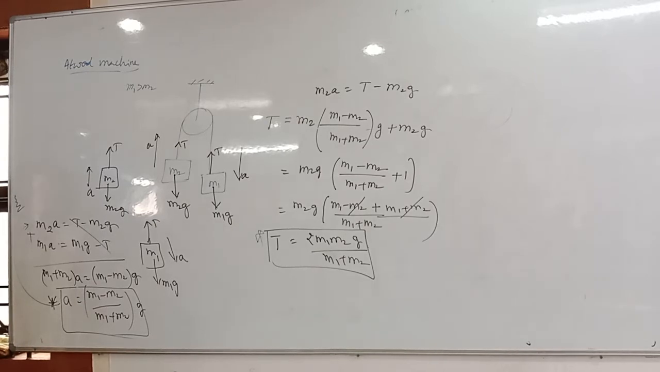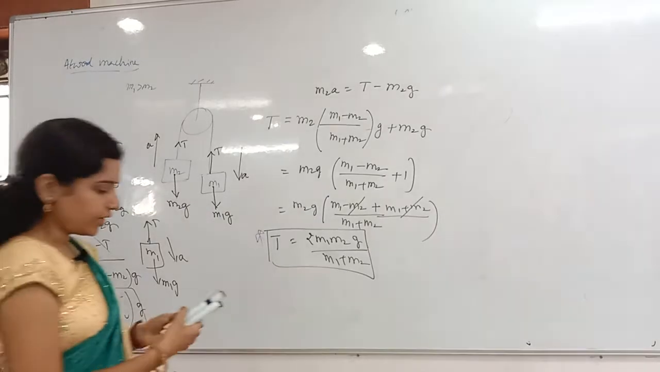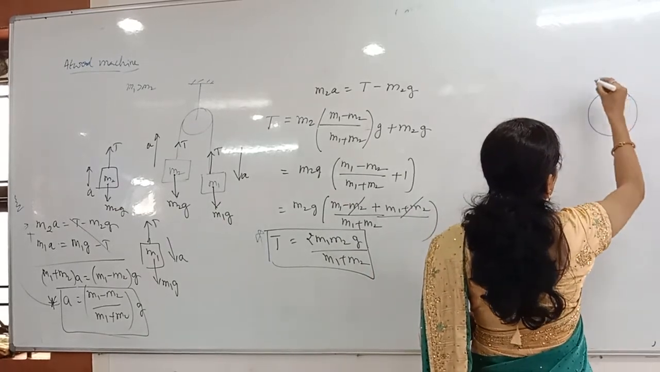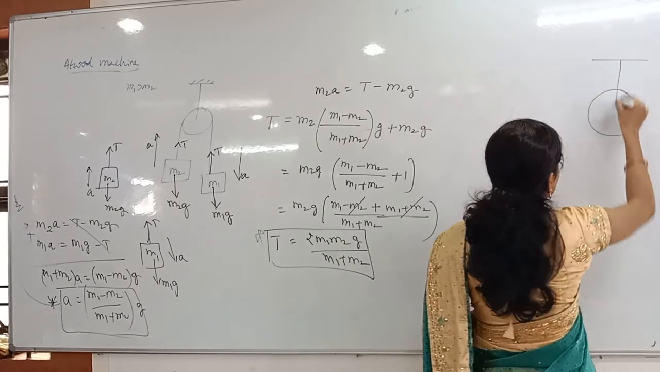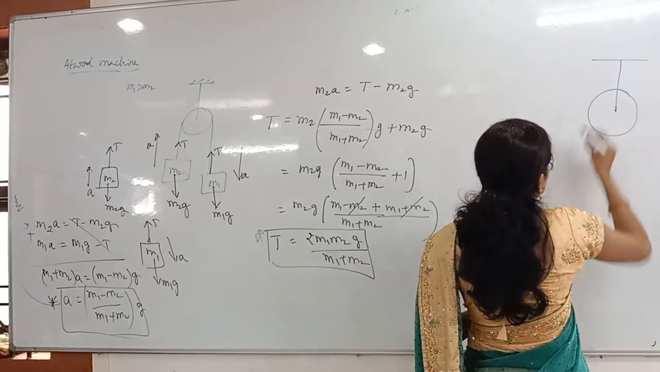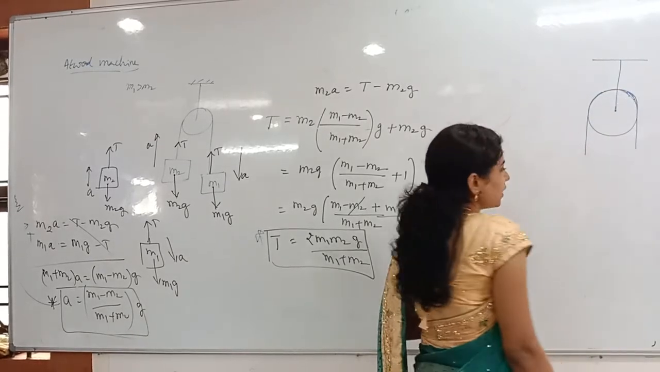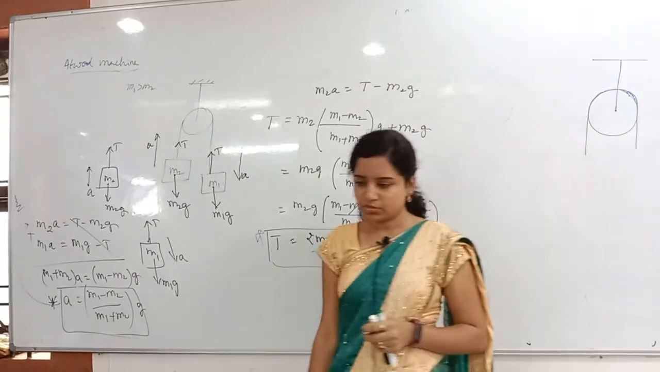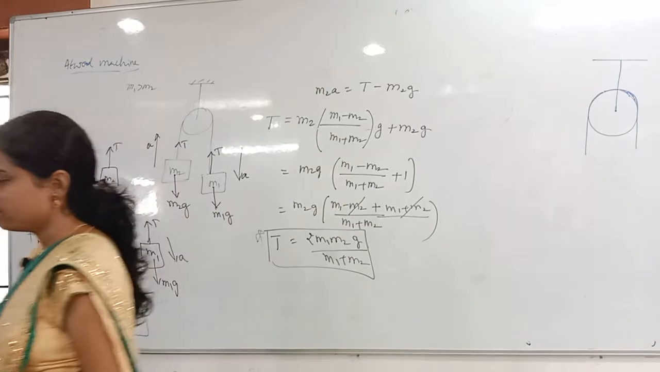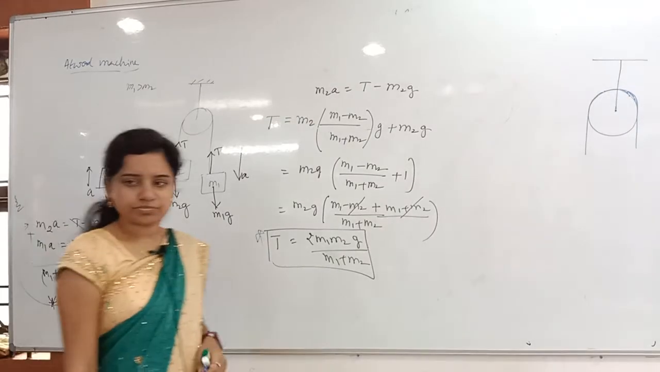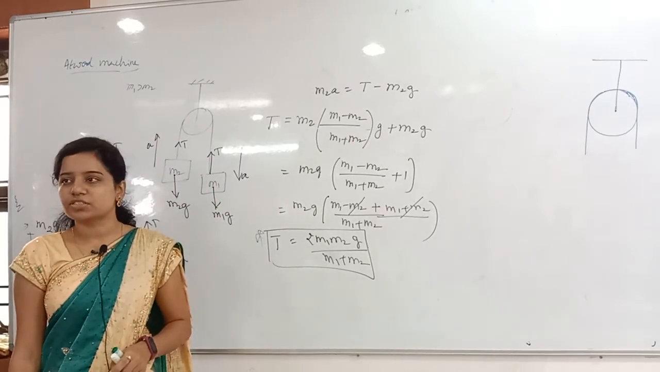Finished? Next, try the problem. Find the tension in the string which is connected to the pulley and ceiling, or fixed support, anything you can take.